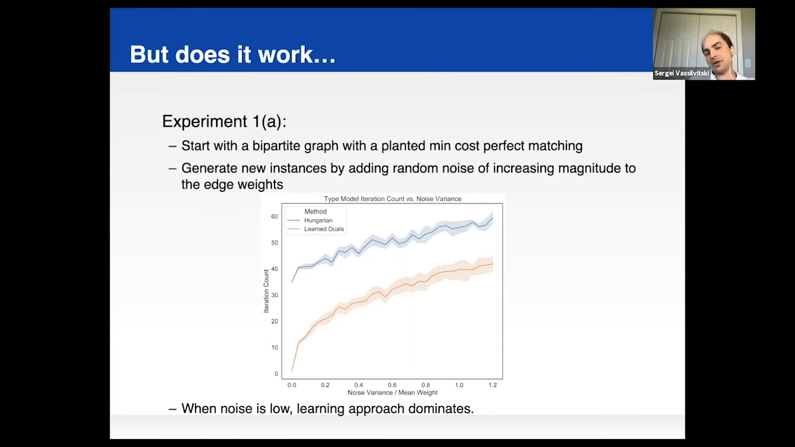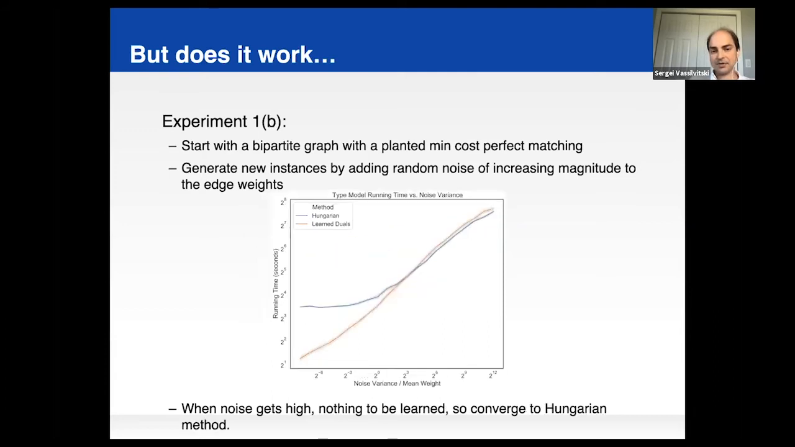And in orange, or on the bottom, as you would expect, is the learned duals approach. And on the top in blue is the Hungarian method. Right. So you do see that if there's something to learn here and the noise is relatively low, the learning approach dominates. What I can go to in the next step is to say, well, let me just expand the scale of this graph. And I'm going to say now I'm going to add a lot more noise overall. And you see these two lines converge, right?